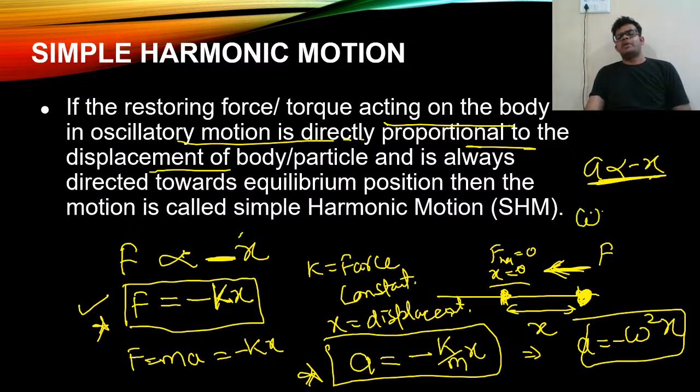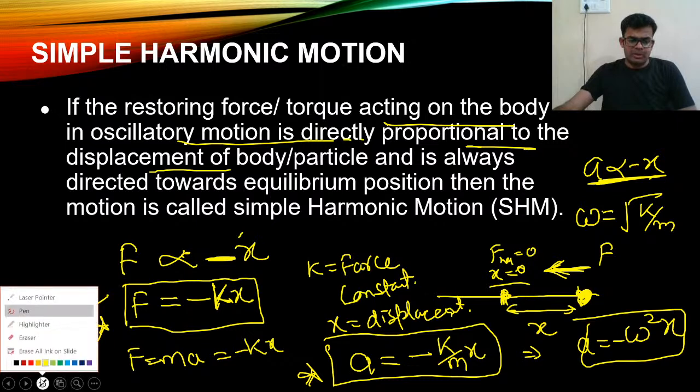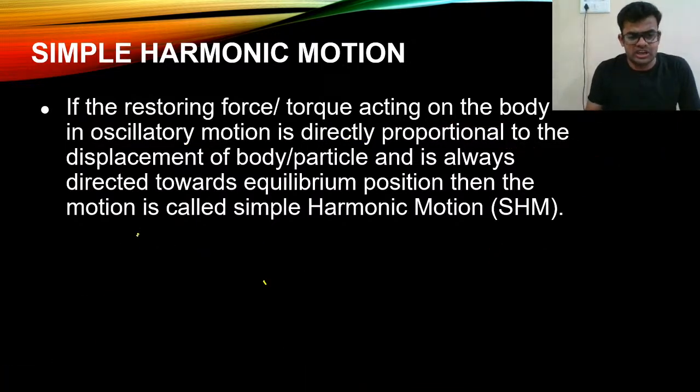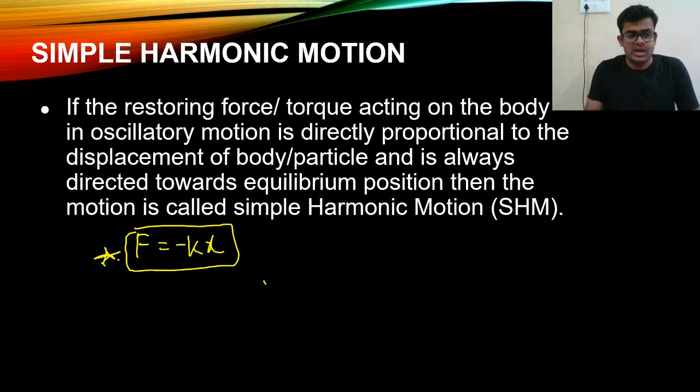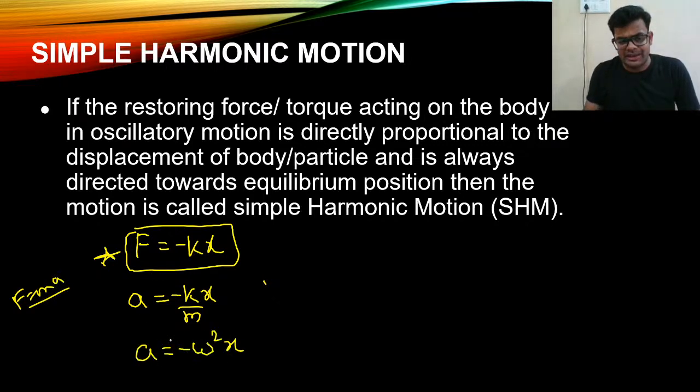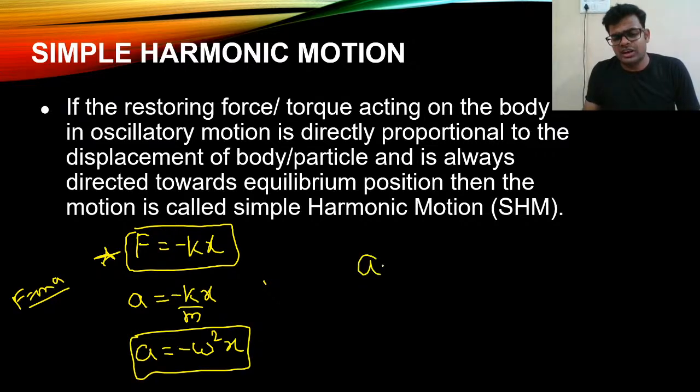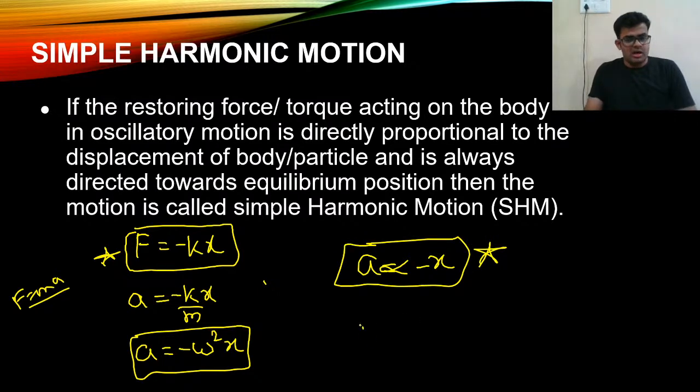What is the value of omega? Omega square is k by m, so omega is root of k by m. Again, I want to write the simple formulas here, so I am erasing everything. First essential condition: F is equal to minus kx, means force is always proportional to displacement and opposite to it. Second condition: acceleration is minus of k by m into x. How did you get it? Because F is equal to ma, we just put the values and get this. So a is equal to minus of omega square x. Simply speaking, acceleration is always proportional to the negative of displacement during SHM. Remember this.